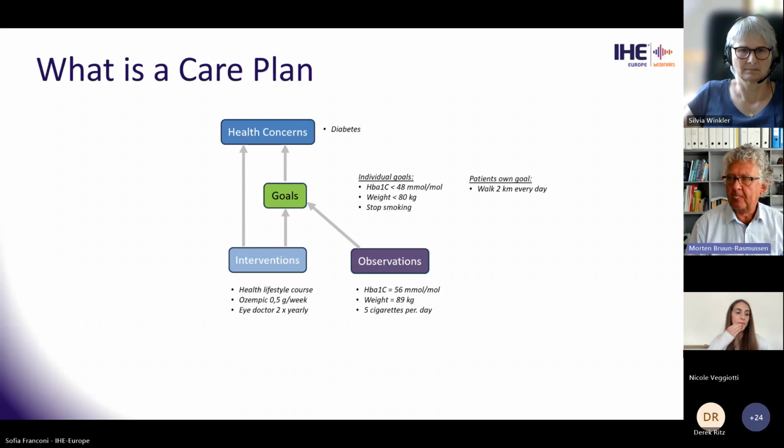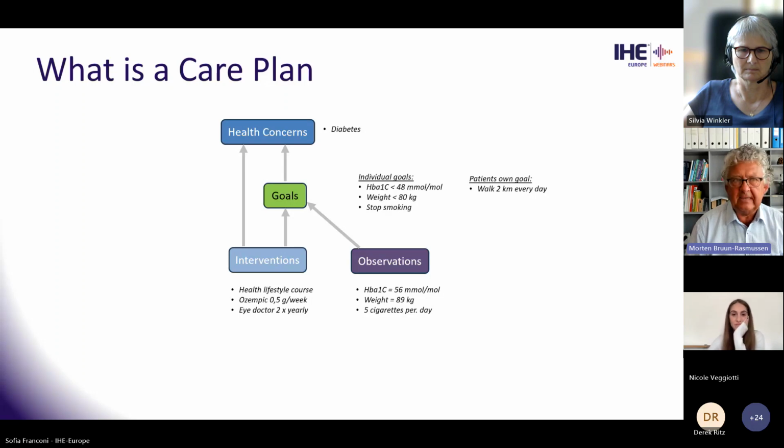One of the key entities in a care plan is actually interventions. How can you target the goals? How can you fulfill the goals? One intervention could be that you should have a healthy lifestyle course. I have put in here Ozempic, and I hope you know why. I think most of you will know it because Novo Nordisk is in Denmark. It is one of our golden eggs here in Denmark at the moment. And then you should also have an intervention: you should visit your eye doctor 2 times yearly.